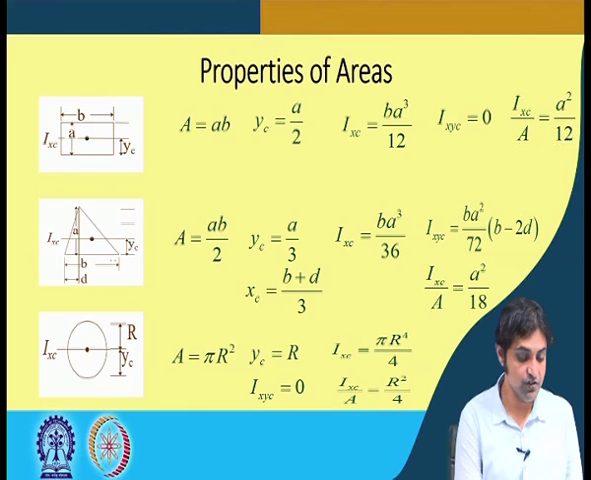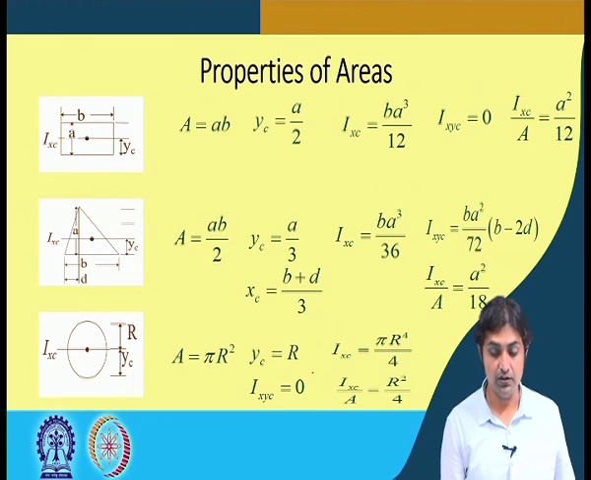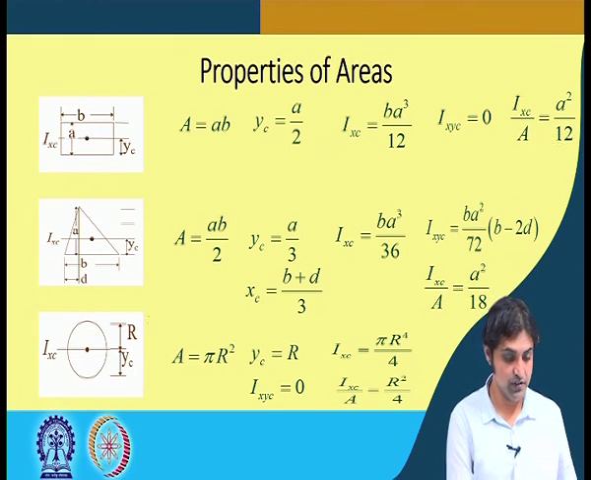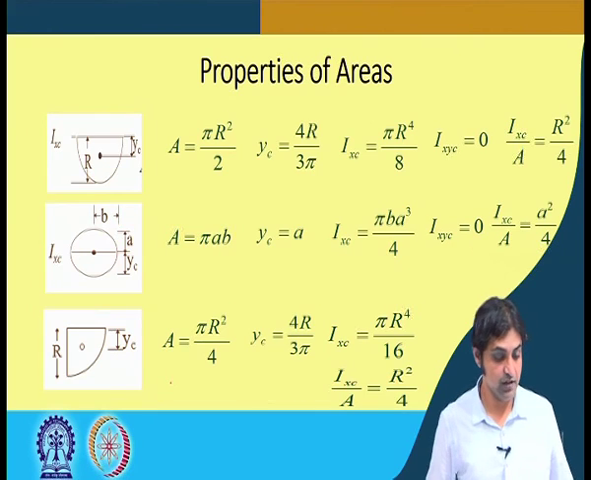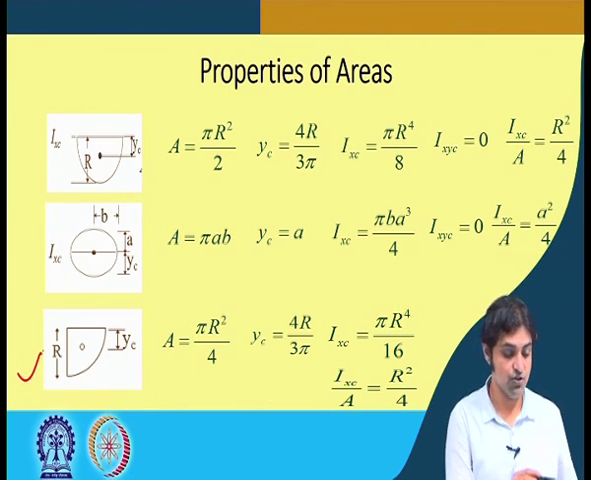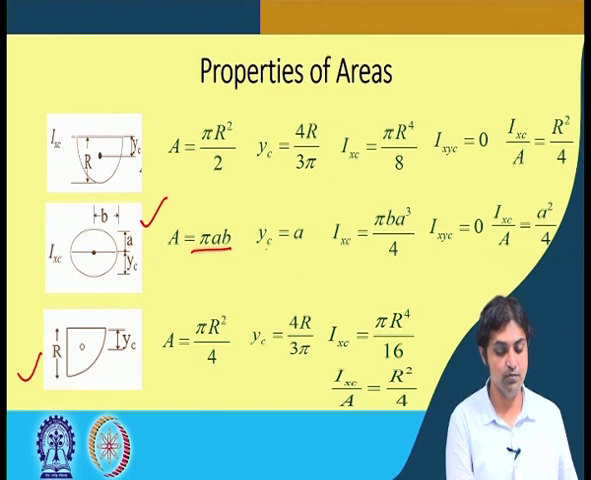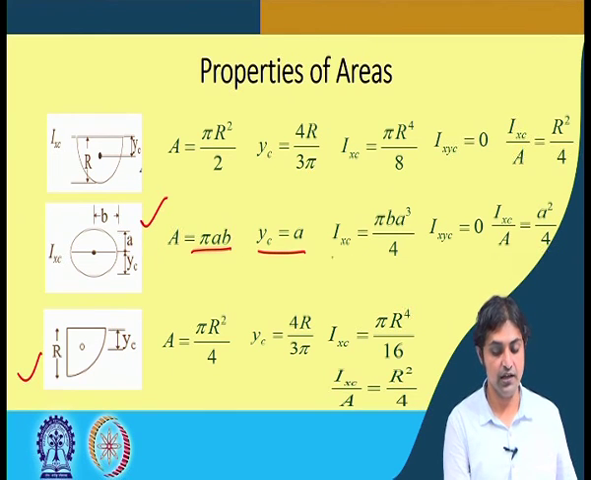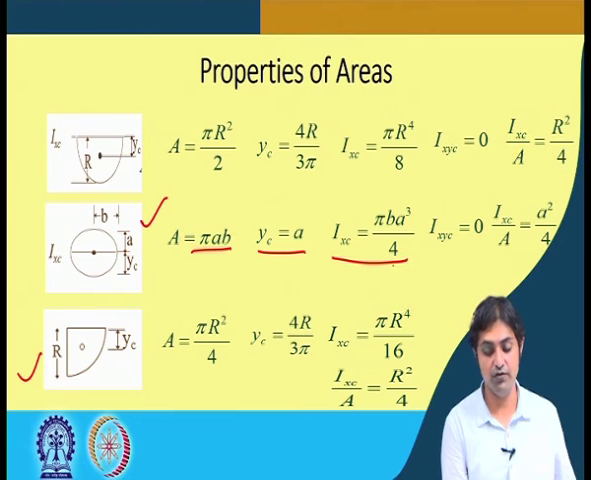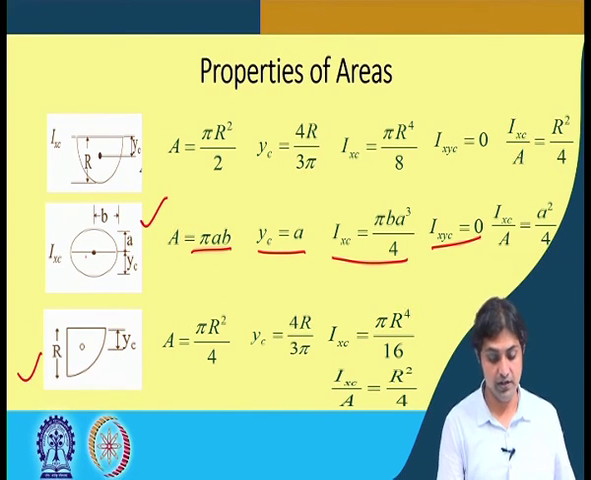Similarly, for this isosceles triangle, and this is for the circle. I think you can note it down. These figures are quite important. The circle, for example, even objects like this, because in hydraulics you will encounter structures having this type of gate. The ellipse is also important. So, area is pi AB, YC is A, IXC is pi B A cube by 4, IXYC is 0 because it is also symmetric around the centroid.